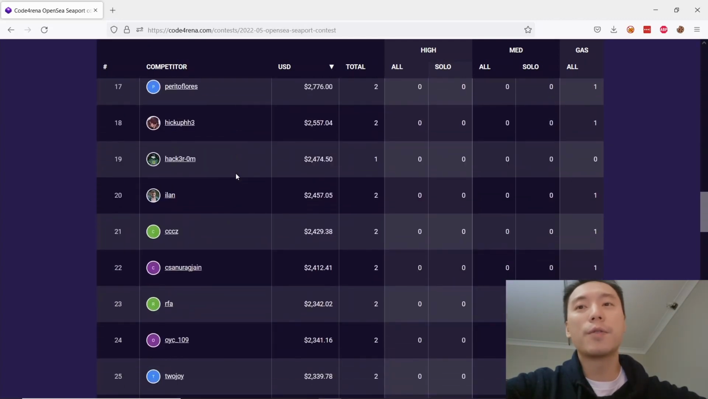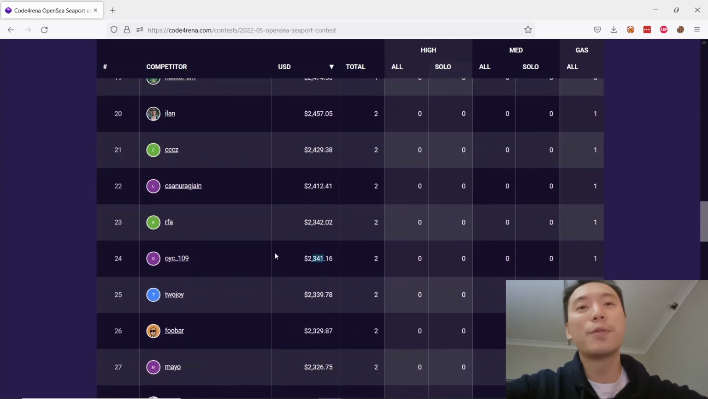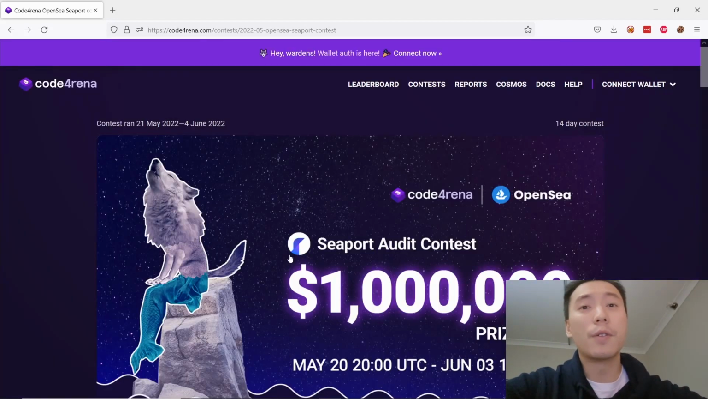Scrolling down to rank 24, there's me with my 2.3k for this audit contest, which is pretty crazy to think about, honestly. Every time I get these large rewards from Code Arena, it's a bit jarring, because I've only been doing this for 3 to 4 months, and landing these big bounties so early on kind of boggles my mind. I guess this was a one-off competition with a $1 million prize pool. Usually audit contests on Code Arena go between 50 to 100k.